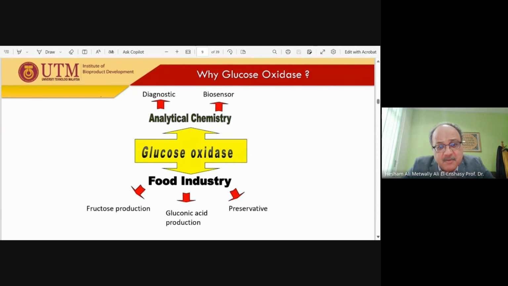Glucose oxidase can be used in analytical chemistry, in diagnostics and biosensors, in the food industry for fructose production and gluconic acid production, and as a natural preservative, which is used in the egg industry.